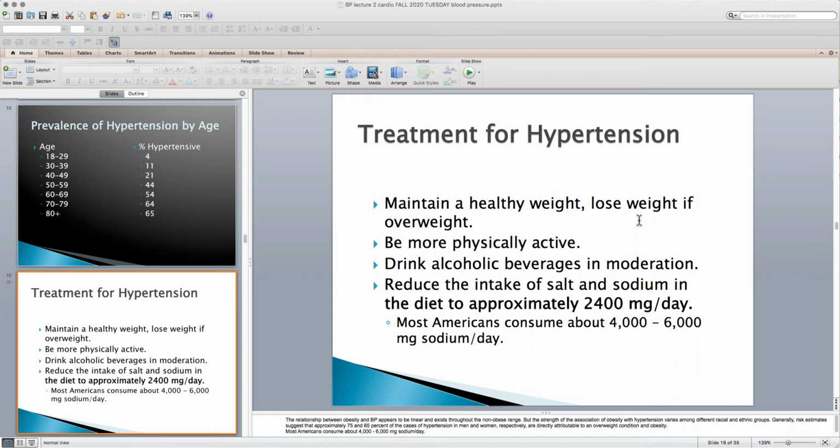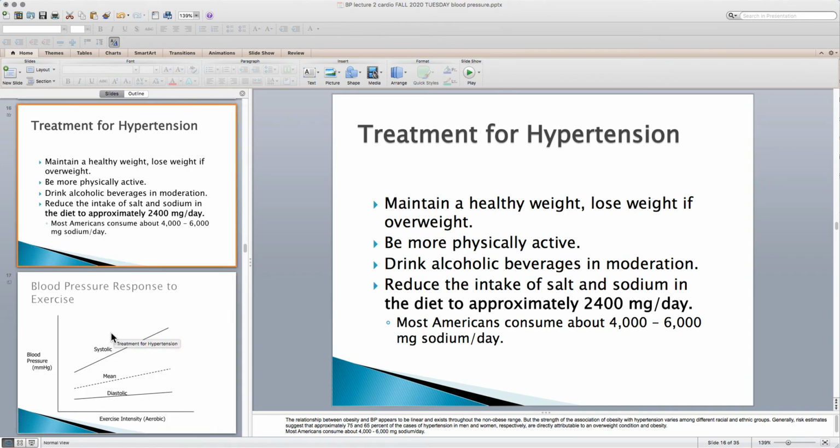And the treatment is to be healthy, to lose weight, watch sodium intake or salt intake, be more physically active. In our diets, probably typical American diet, we get a lot of sodium, probably too much, and you can look at it.